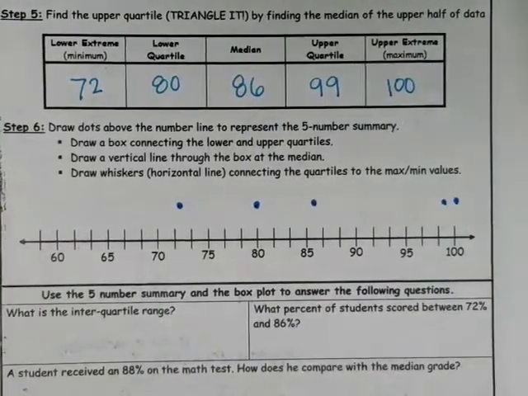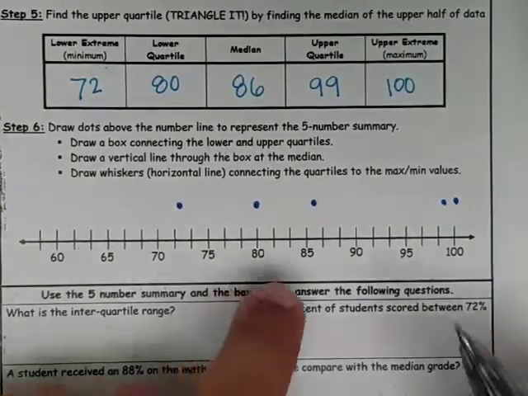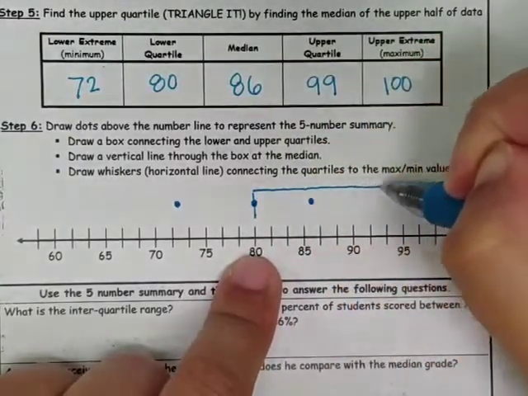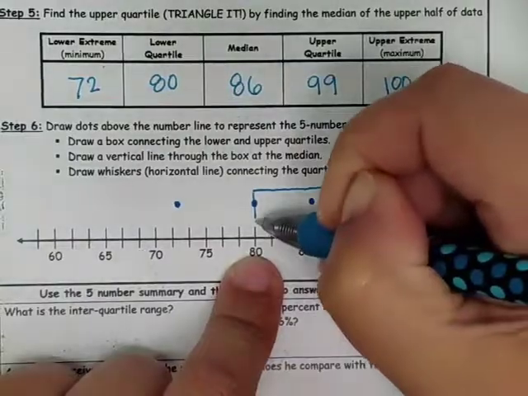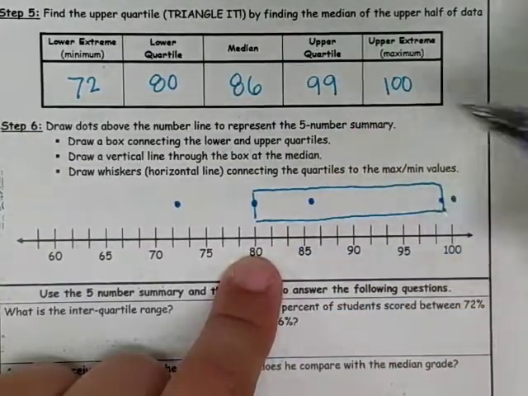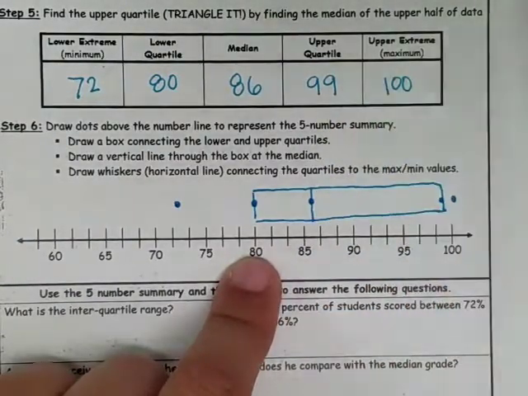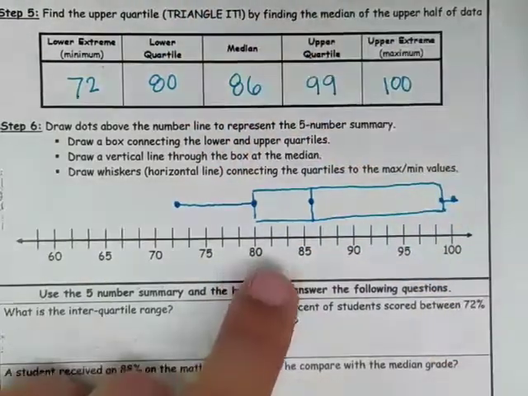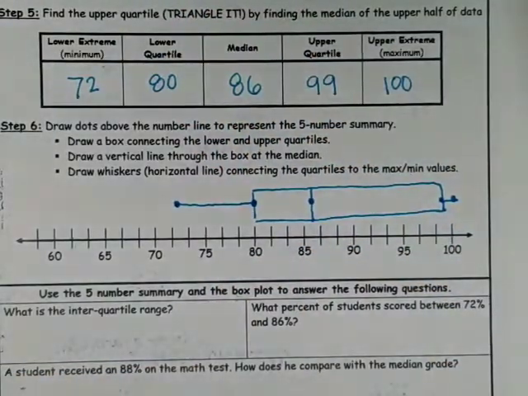All right, then what you're going to want to do is draw a box connecting the Q1 to the Q3, that's called your IQR. And then your median, a line goes down the middle, and then you just connect your two lower and upper extremes to the box, and those are your whiskers.